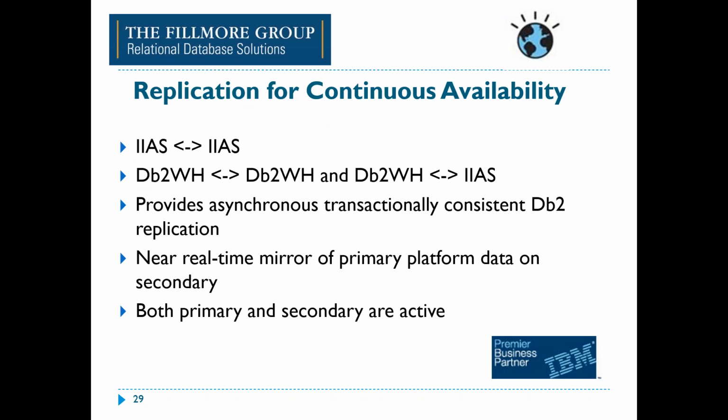Continuous availability. We talked about this before: IBM is doing the like-to-like and also the like-to-different, IIAS to IIAS or Db2 Warehouse to IIAS and back and forth. It provides transactionally consistent asynchronous Db2 replication for a near real-time mirror. So this is a high availability play. Both the primary and secondary are active, so you can use them for load balancing, if you will. You can go back and forth between the same platforms.